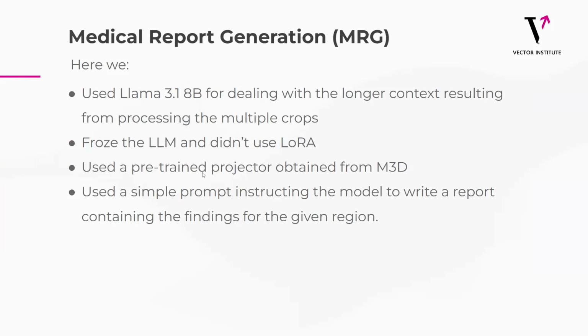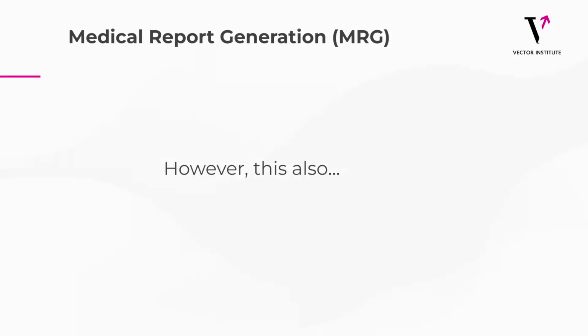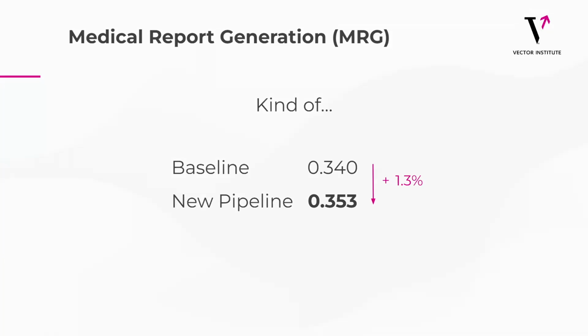We used the pre-trained predictor that we didn't use in our baseline because they didn't release it, and they recently released it, so we decided to use it. And then we just use a very simple prompt, like write a report about the given CT image. However, this also didn't work. So, I mean, kind of. It gave us a 1.3% improvement on the baseline, which is much lower than what we expected.